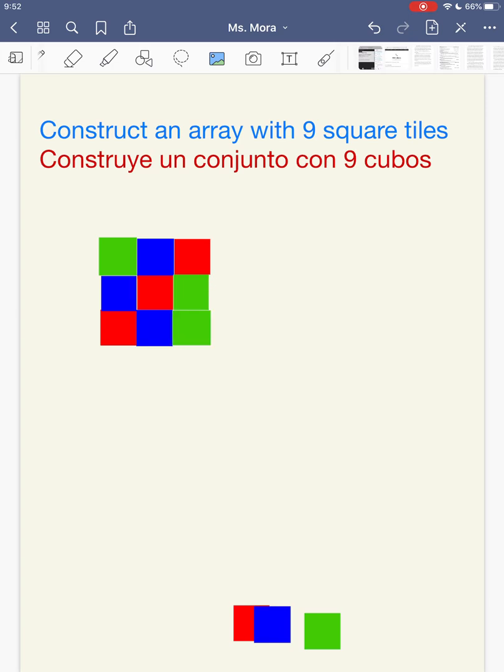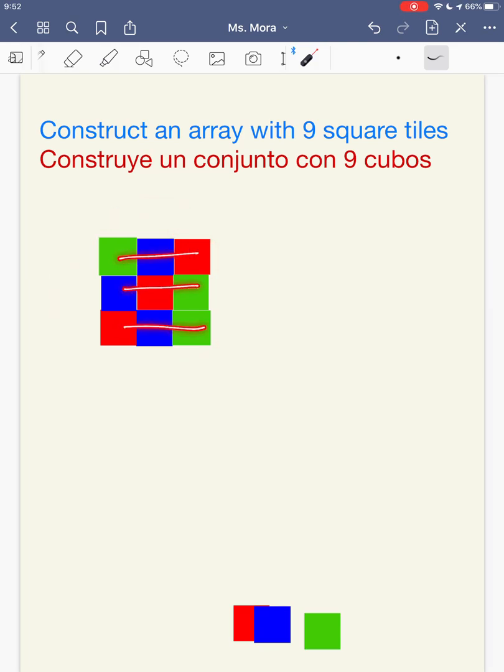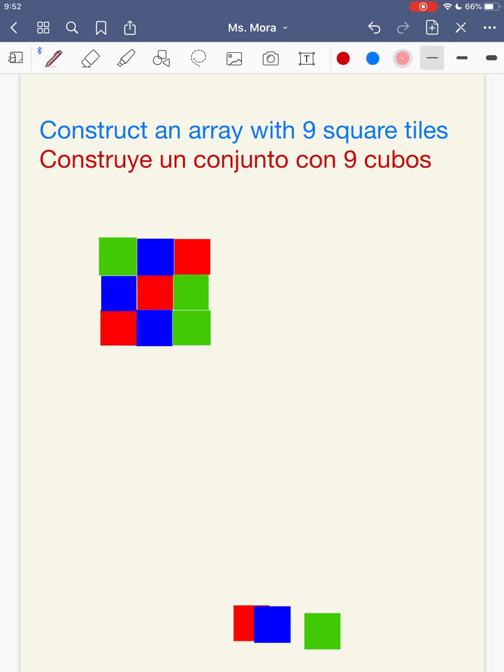And look, now it looks like I have a rectangle or square here, and I've used my 9 tiles. Lo que hice fue que los moví, y ahora sí usé mis 9 cubos, y ahora tengo aquí mi conjunto. So I have 1 row, 2 rows, 3 rows of 3, but I also have 1 column, 2 columns, 3 columns of 3.